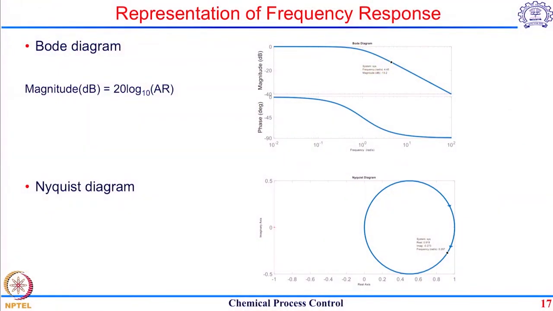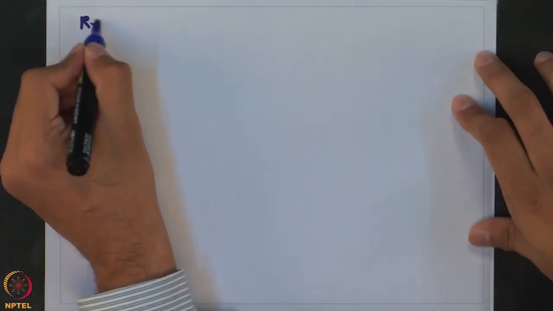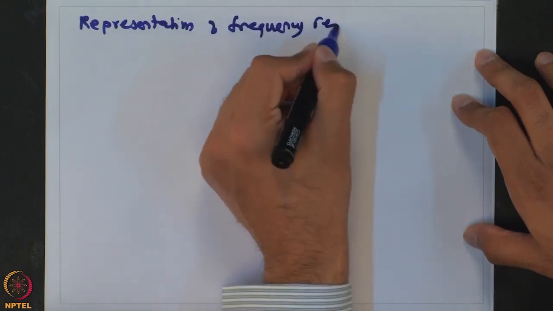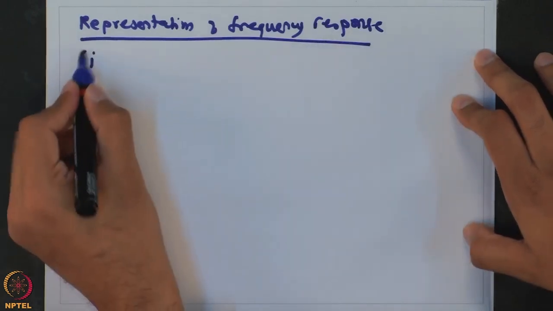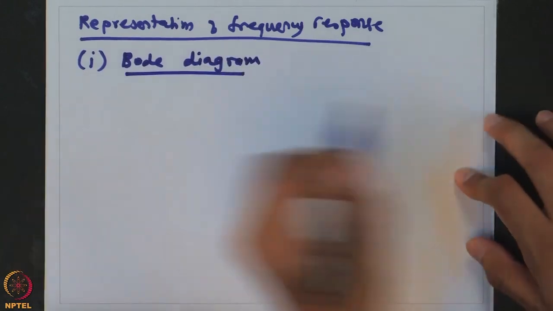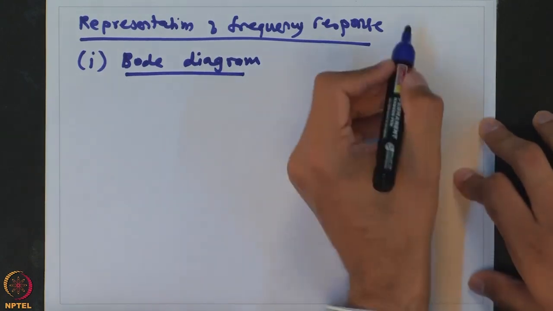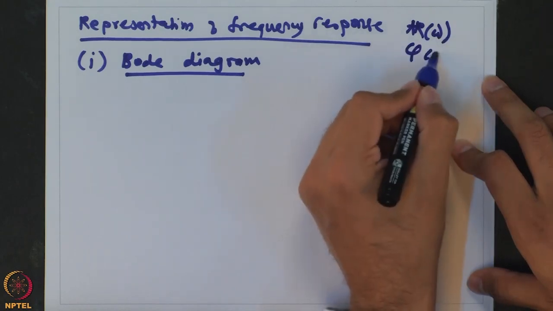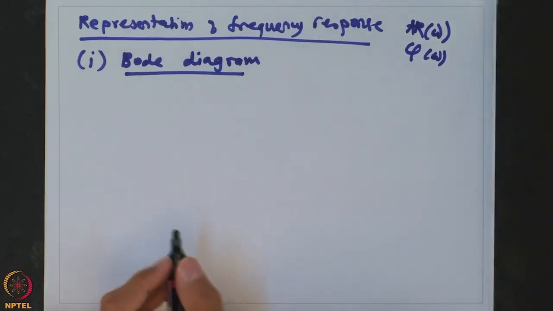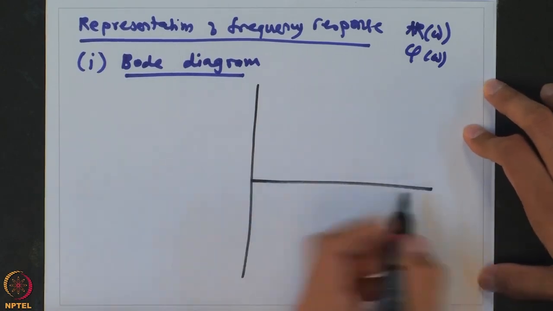Okay, so with that groundwork, we will now move on to how we represent the frequency response. The frequency response can be represented in two forms. So we'll see the representation of frequency response. And the first is a Bode diagram. In all these cases we have to represent AR as a function of omega, phi as a function of omega. So in a Bode diagram we will have two sets of plots. One will be for AR and one will be for phi.